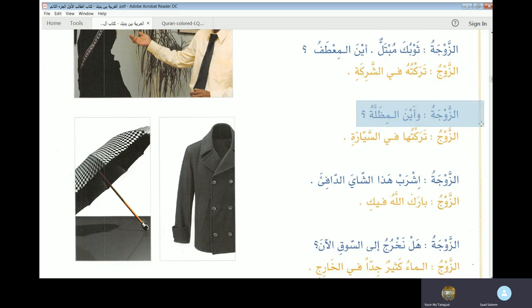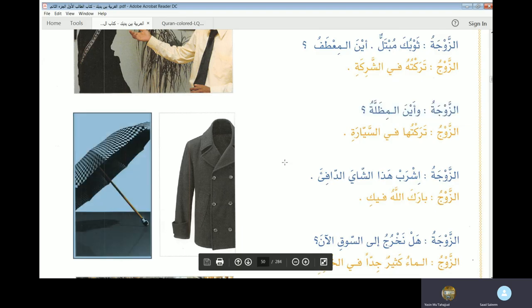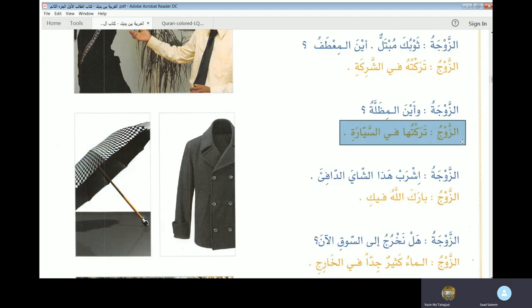And where's the umbrella? Mizalla. Taraktuha fis-sayyarati. I left it in the car.